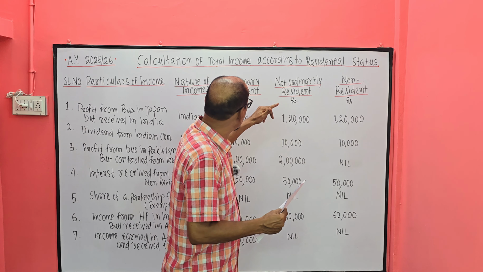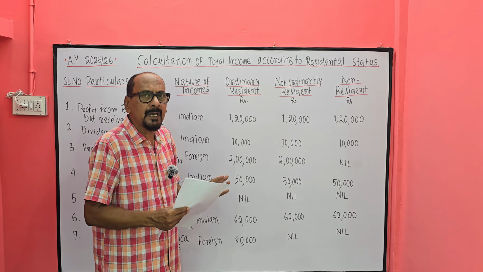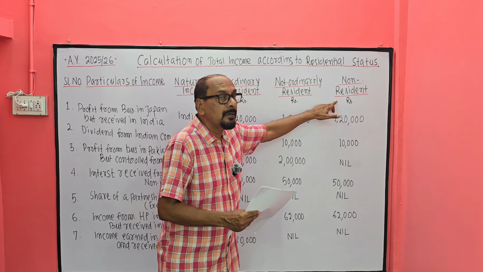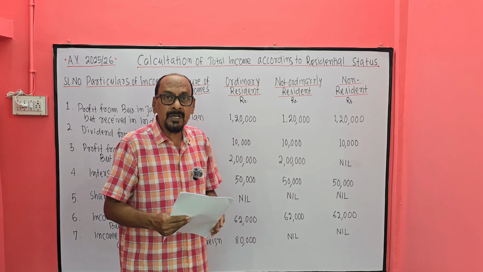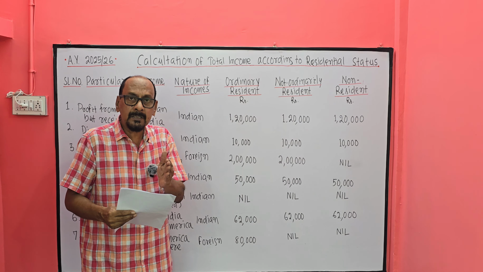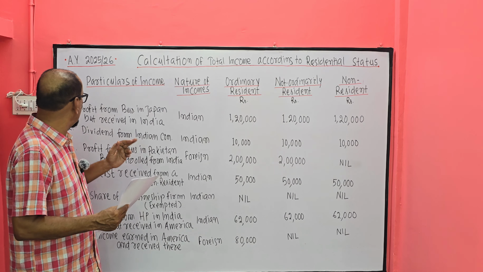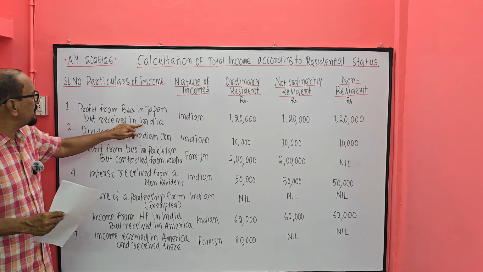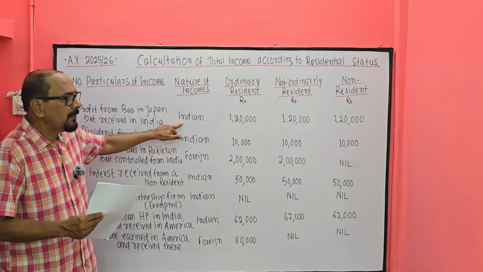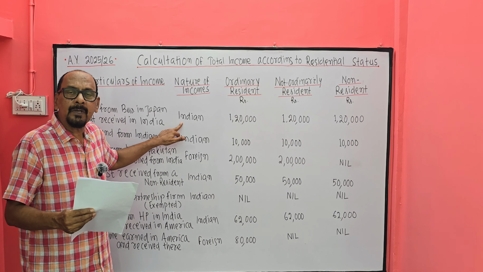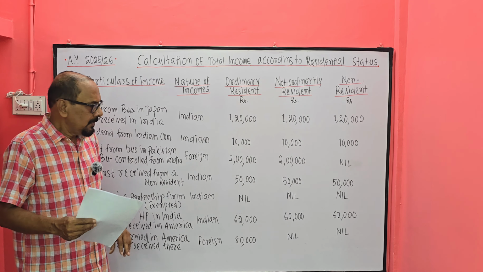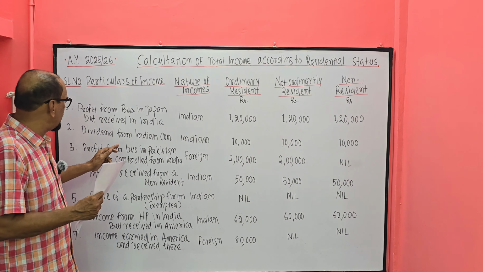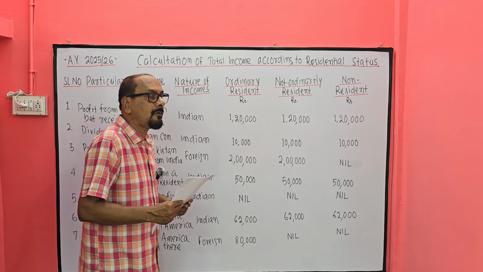1,20,000 is taxable in all three cases, I mean ordinary resident, not ordinary resident and non-resident, as it is an Indian income. So the first financial transaction, profit from business in Japan but received in India, is Indian income. The second financial transaction is dividend from an Indian company.